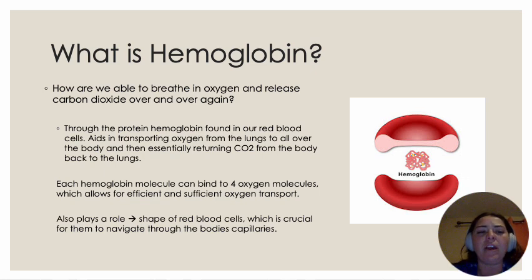Talking about the hemoglobin molecule, it combines with four oxygen molecules, which allows it to efficiently and sufficiently transport oxygen throughout the entire body. The hemoglobin also plays a role in the shape of red blood cells, giving them that nice, firm, brown, circular shape. That's going to be crucial for them to be able to navigate through our capillaries.